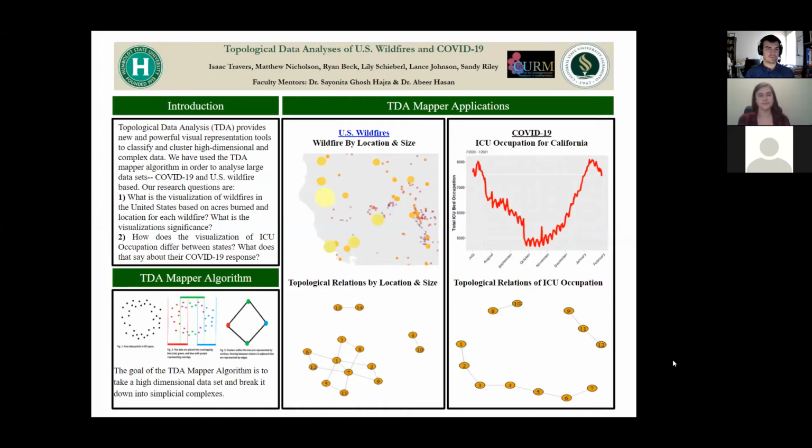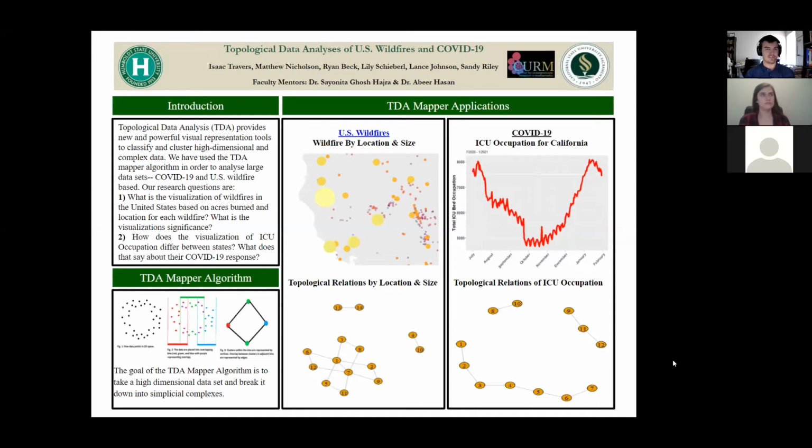Thank you. So the primary algorithm that we utilized in our analysis is the mapper algorithm, which is a tool whose goal is to take high dimensional and complex data, which may be difficult to work with, and convert it down into a simpler structure, such as a two-dimensional graph. This allows us to see the shape of high dimensional data and detect how it is connected to itself. The algorithm works in three phases, which are visualized in the lower left-hand corner of the poster.